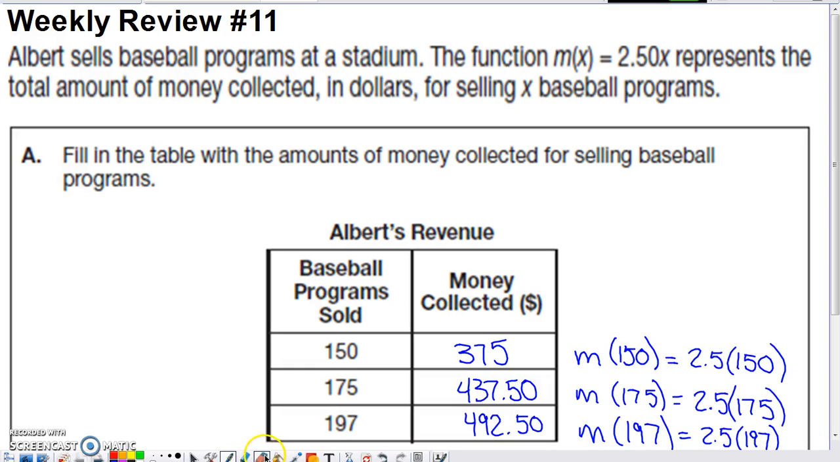So here's weekly review number 11. We've got a constructed response question that we're checking out this week. And if we read the situation that we're presented with, we've got someone who sells baseball programs at a stadium.